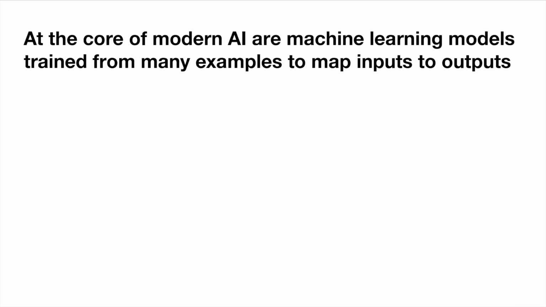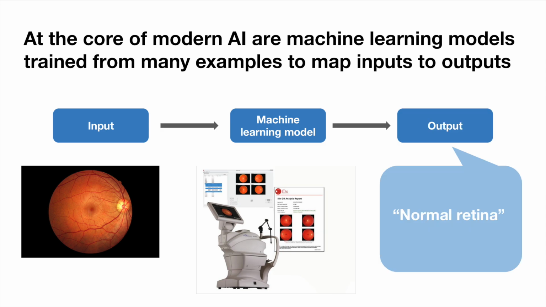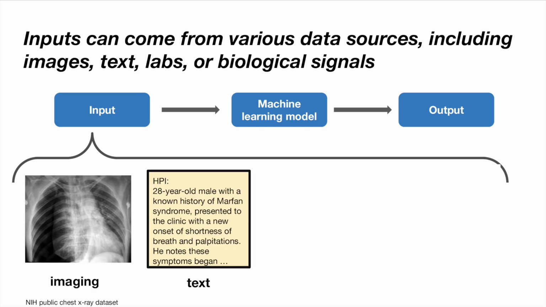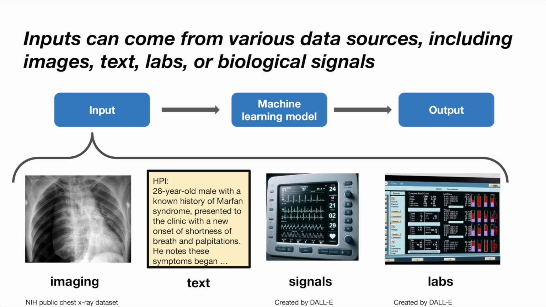So what does artificial intelligence look like really in practice? The vast majority of AI systems that you interact with over your career will take the form of a computer program or device that accepts some input, processes it using a machine learning model, and generates an output. The input to those AI systems may take any number of forms, including imaging, text, signals like EEG or ECG measurements, or laboratory values.